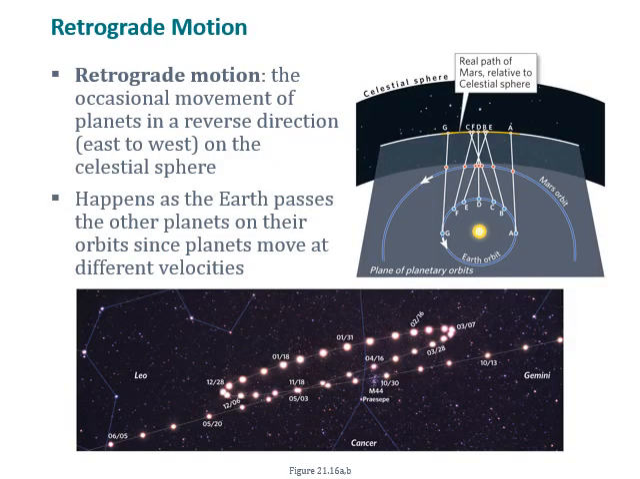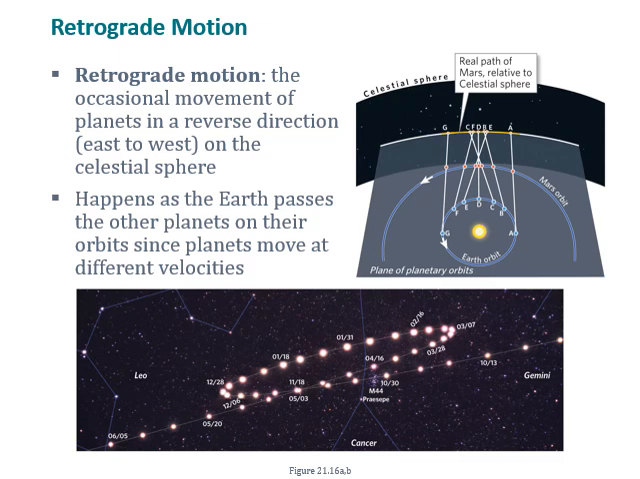The concept of retrograde motion is the occasional movement of planets in a reverse direction, east to west, on the celestial sphere. Now, this doesn't mean that the planets actually change their direction of motion as they orbit the sun. What happens is that the planets orbit around the sun at different velocities. So at times, the Earth may be moving ahead in its orbit slightly compared to other planets like Mars. This produces, in our view in the sky, the retrograde motion as seen in the figure on the bottom.